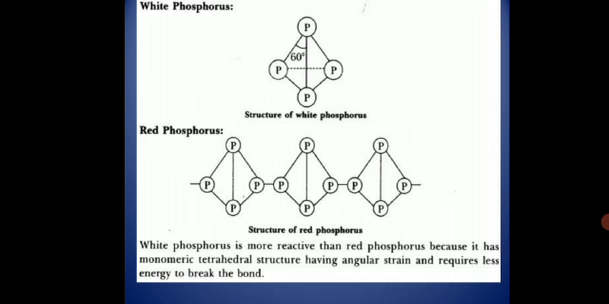Understood? White phosphorus is more reactive than red phosphorus because it is a monomeric tetrahedral structure, but red phosphorus is a polymeric tetrahedral structure. Clear? So in this way you can prepare red phosphorus.